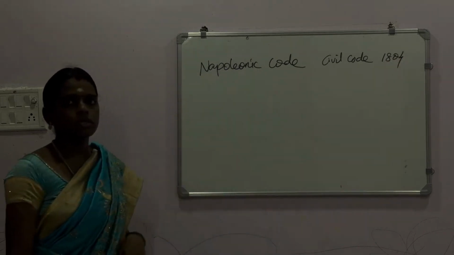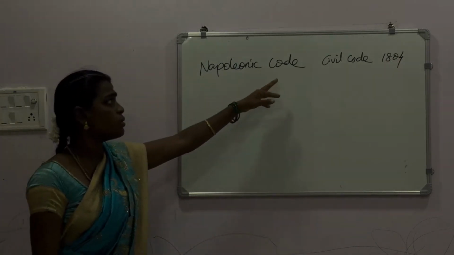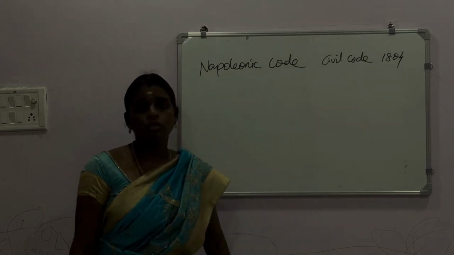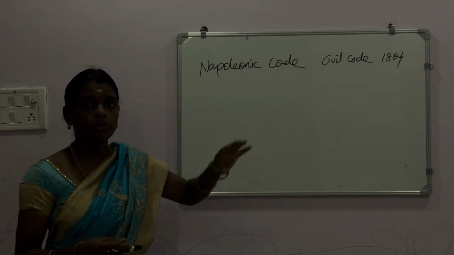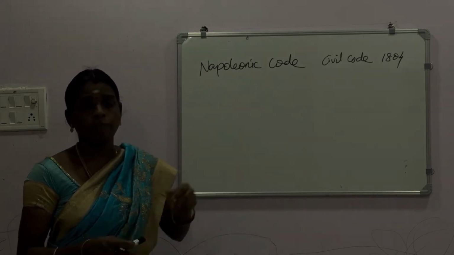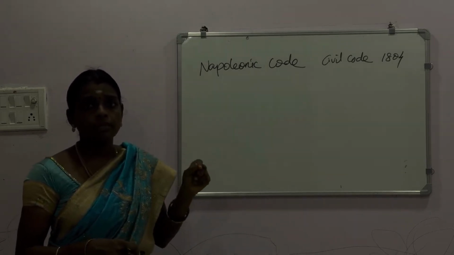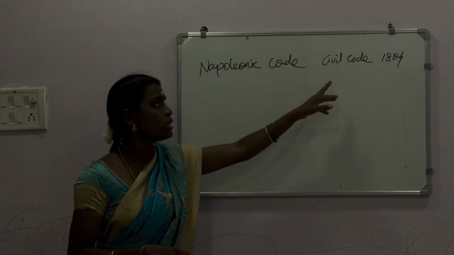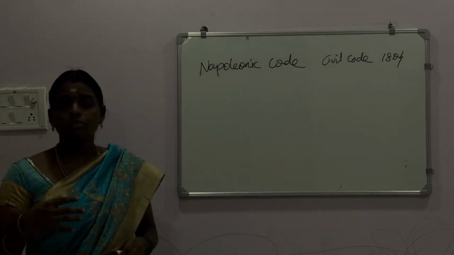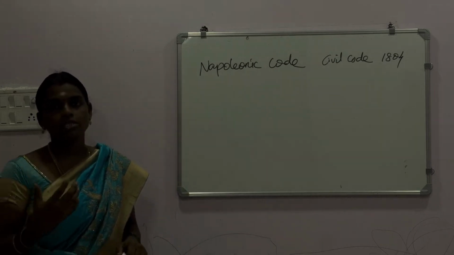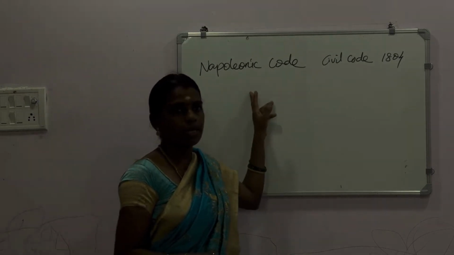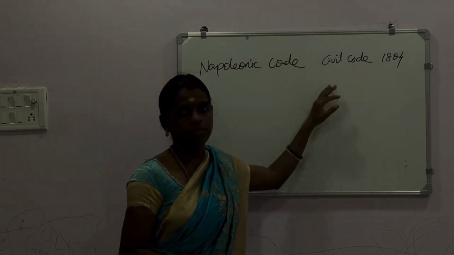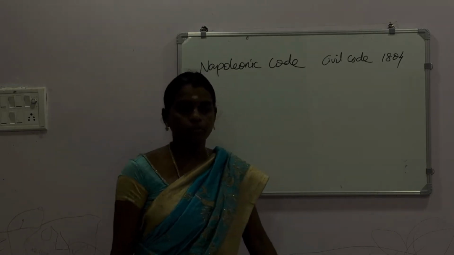So now I want to let you know about the Napoleonic Code or Civil Code, which was implemented in the year 1804. Everyone knows who Napoleon was. Napoleon was a French ruler. He implemented the Napoleonic Code or Civil Code in 1804. Here he introduced many changes. Let's see what changes were brought by Napoleon under the policy of the Napoleonic Code.